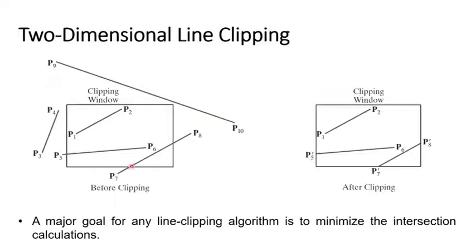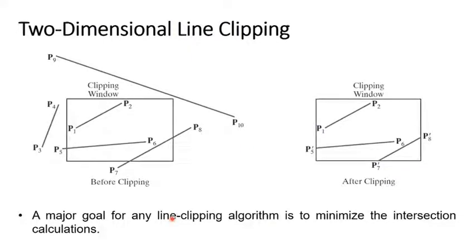Over here we have to compute this intersection and then this intersection and then consider this line and eliminate the line portion from P8 to P8 dash and P7 to P7 dash. So this is the idea of line clipping.